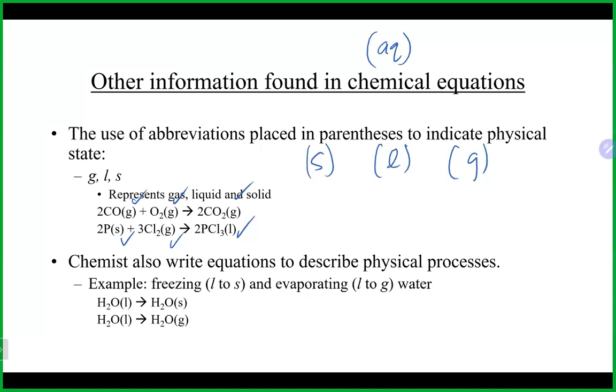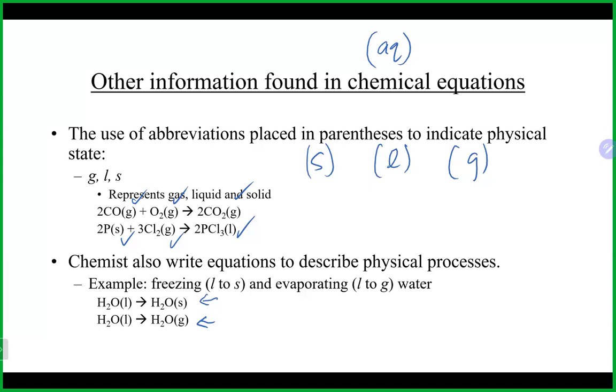Now, although most of the time we do use chemical equations to represent chemical reactions and chemical changes that are occurring, we can use a chemical equation to represent a physical process. And that's what we see down here. That is water in the liquid state going to water in the solid state. That is freezing of water, which is a physical change. This is water in the liquid state going to water in the gas state, which is basically steam, also a physical change. So most of the time we use our equations for chemical reactions, but you can use equations to represent physical changes, which is what we have down here.